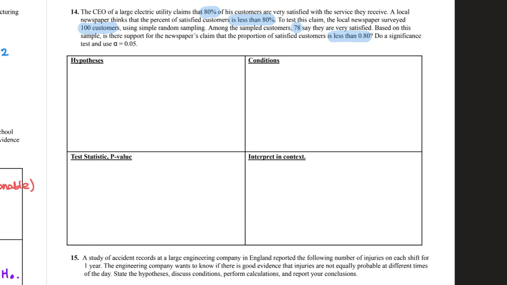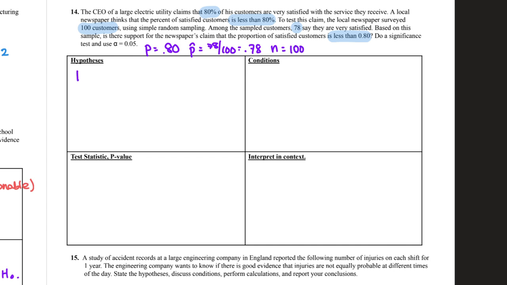All right, so this problem is about proportions, since it's giving us percents, and the data that we collected is categorical because you're either satisfied or not satisfied. So we're going to identify the symbols. So P in this problem is what the utility is claiming, that's 0.80. P hat, we're going to do 78 divided by 100, which is 0.78. And then n in this problem is going to be 100 because that's how many they surveyed.